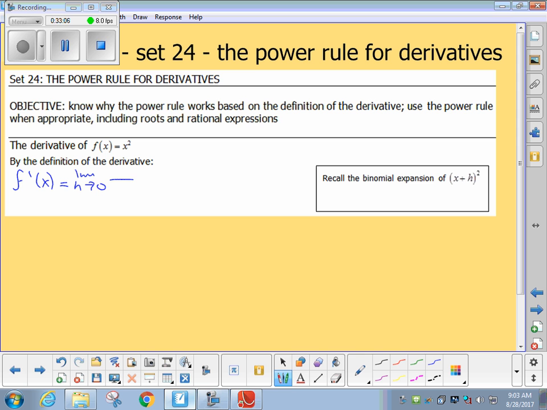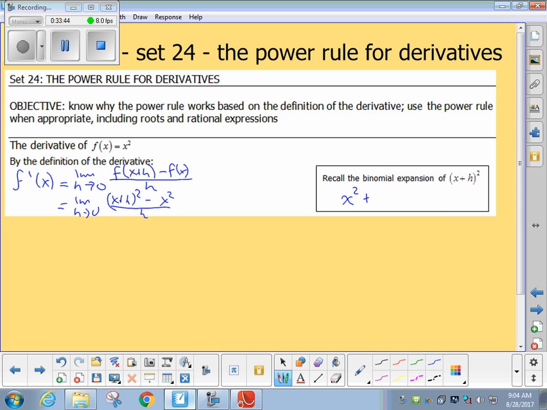H goes to 0 of, now the slope function. If you don't have that deeply ingrained in your brain by Friday, you're going to be in deep trouble. Okay? Now, for this function, I'm talking x squared. What's the binomial expansion of x plus h squared? When I do x squared, that would mean x plus h gets squared. And so I need to review that. What's the square of x plus h?